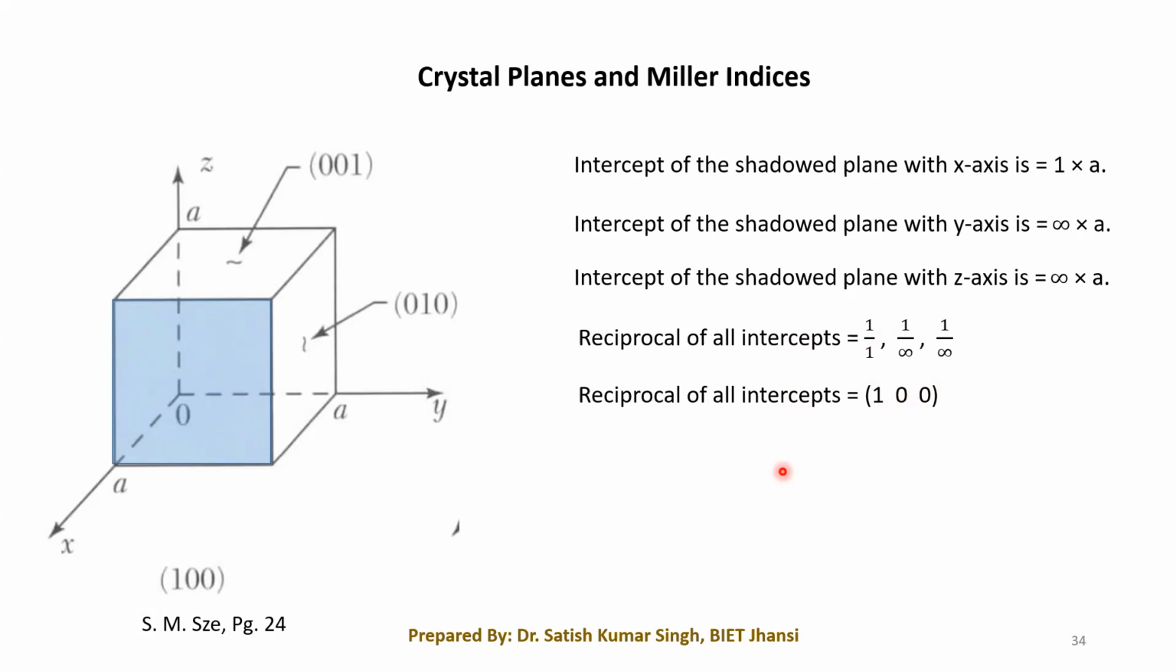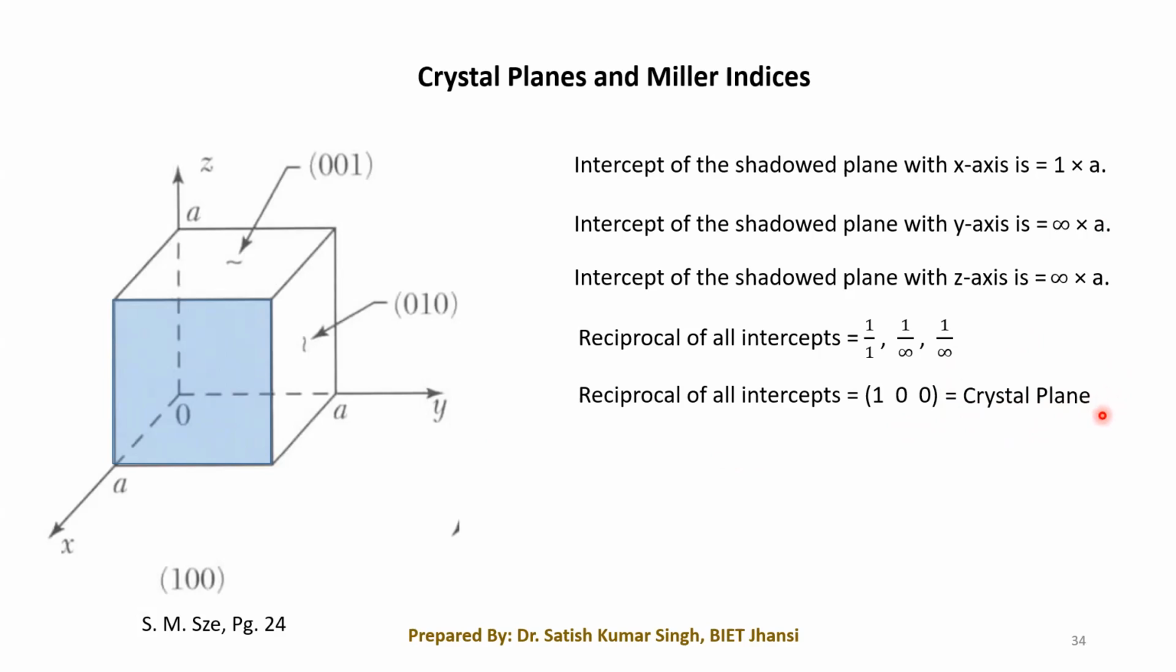So this way, the reciprocal of all the intercepts that we have calculated gives the result 1, 0, 0. So the designation for this particular plane is 1, 0, 0. This is its Miller indices notation, and we got this particular notation 100. So from now onwards, this shadowed plane can be designated as the 100 plane. I will now be calling it a crystal plane, or crystal orientation.